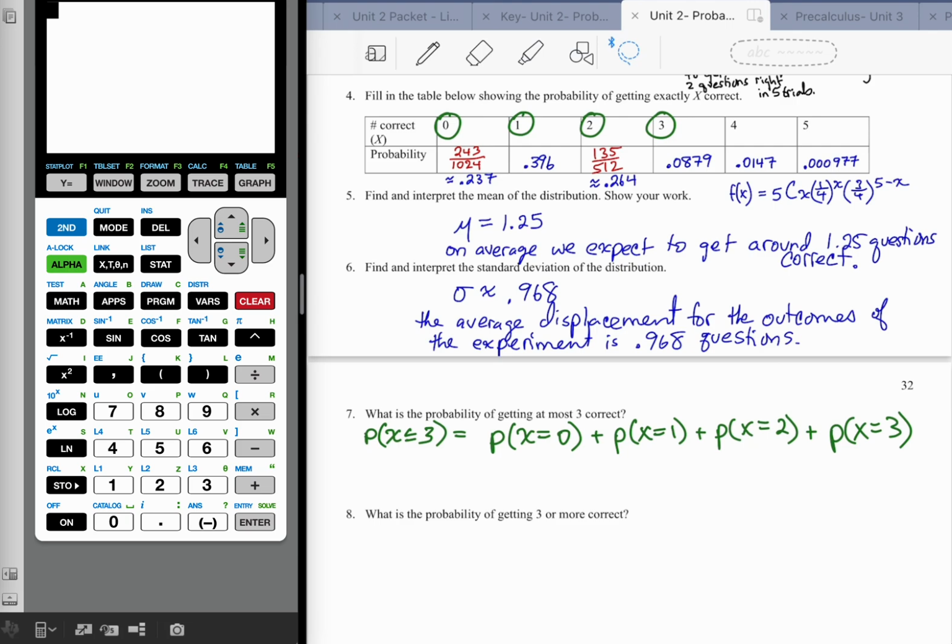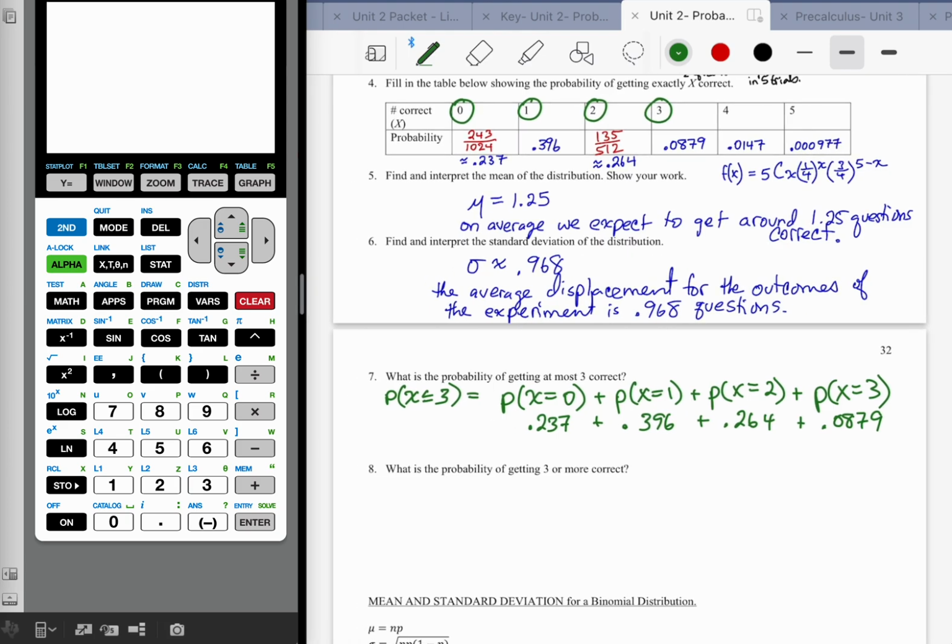So what we would do here is take our 0.237. We would add to that the 0.396, the 0.264, and the 0.0879, and that would give us a reasonable approximation of the correct answer. There might be some slight variations due to rounding, but since we use the appropriate rounding convention for each individual probability, we would get an acceptable answer when we add up all those values. Provided, of course, I type it in correctly. But we're looking at 0.985-ish. So that's one approach.